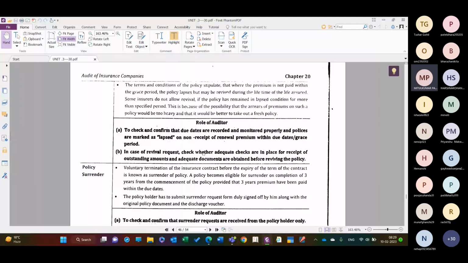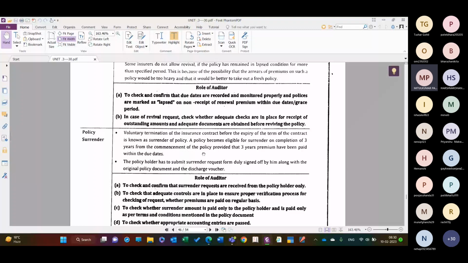In case of a revival request, check whether adequate checks are in place for the receipt of the outstanding amount and adequate documents are obtained before reviving the policy. So revival की procedure होगी, कितने period में revival हुआ है, that should all be taken into consideration. So it should be duly as per the rules and regulations of revival.